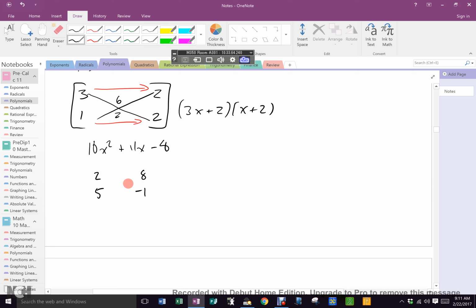Change the negative down there. 2 times 1 is negative 2. 5... oh, wait, that doesn't work either. 5 is still 40. So I can't have 5 with 8, yeah? So I change this to 1 and 8. Now 2 times 8 gets me 16, positive 16, and 5 and 1 gets me 5. Oh, that'll get me 11. So here's where the negative has to be, right? And then I get 2x minus 1 and 5x plus 8.